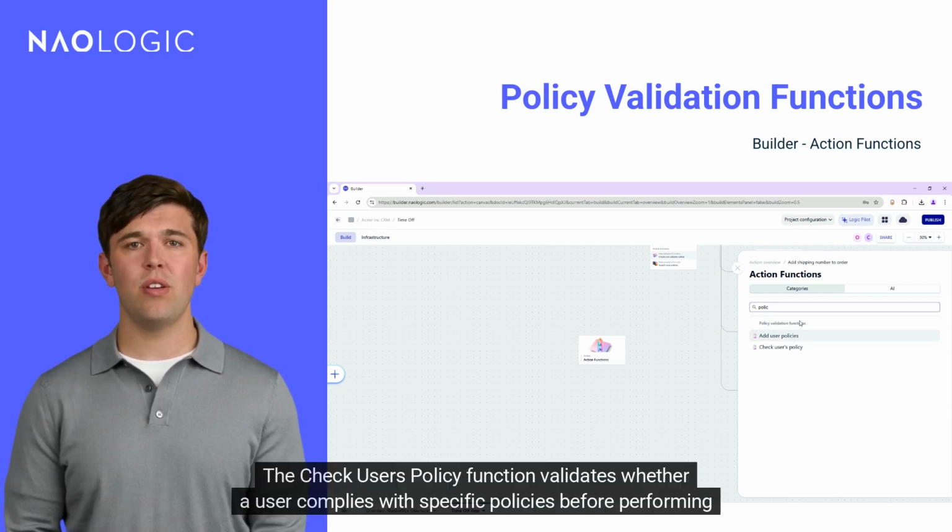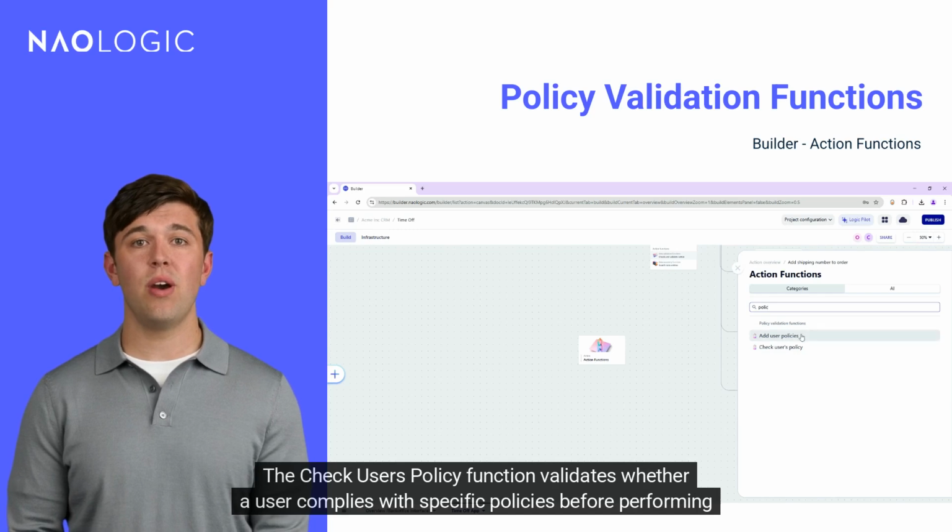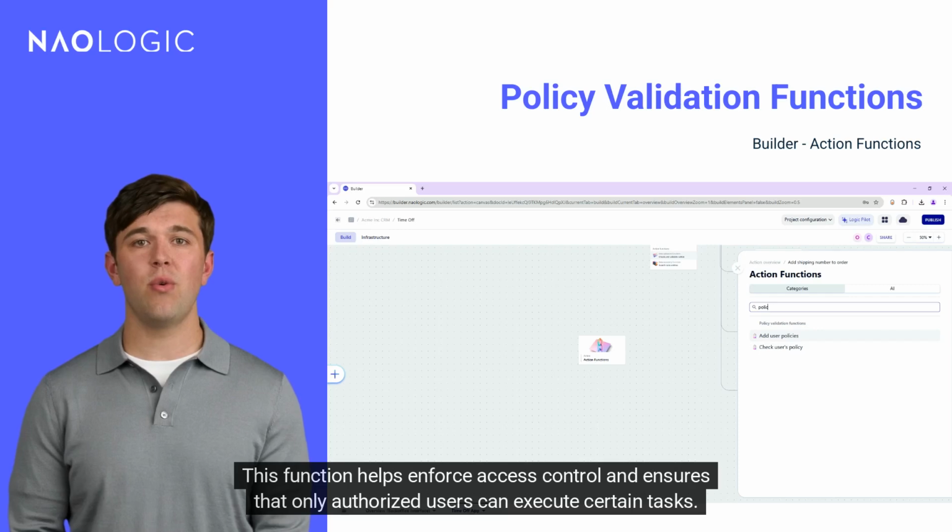The Check Users Policy function validates whether a user complies with specific policies before performing an action. This function helps enforce access control and ensures that only authorized users can execute certain tasks.